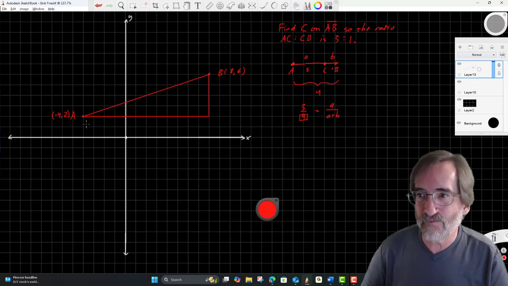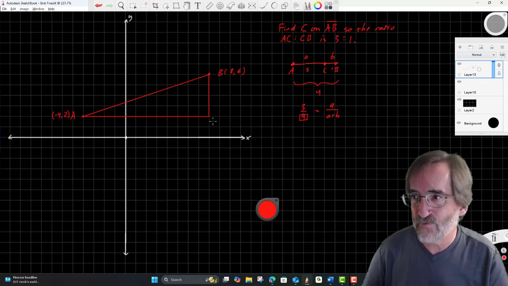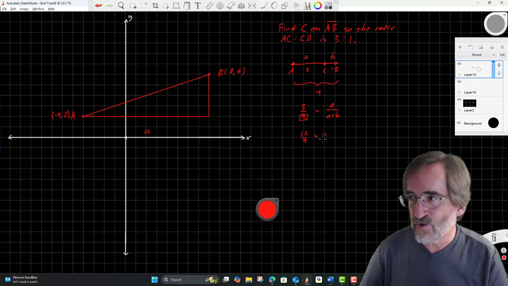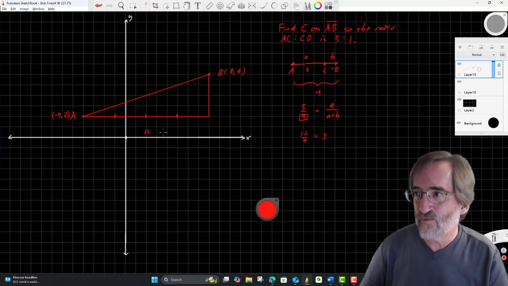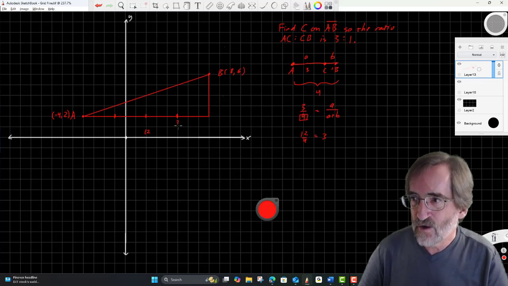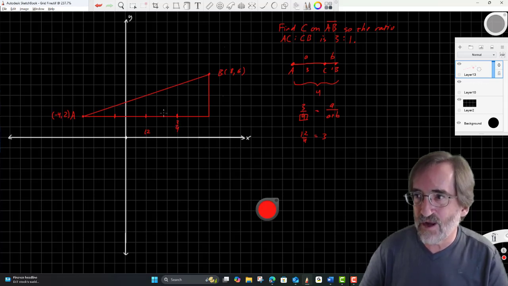Now let's count off how far that is. 2, 4, 6, 8, 10, 12. So it's 12 across, and I need to divide 12 by 4. 12 divided by 4 is 3. So every 3 is a fourth. So that's 1/4. That is 2/4. That is 3/4. And that is 4/4. Okay, we want 3/4. So 3/4 of AB is right here.